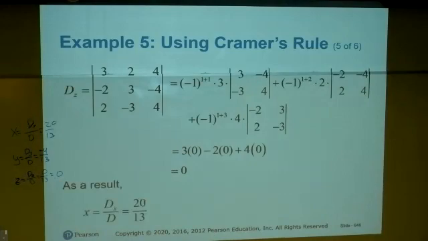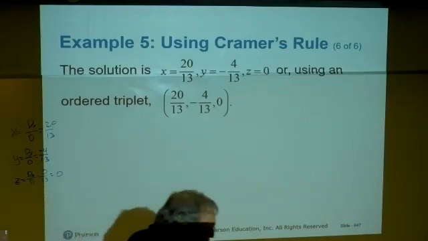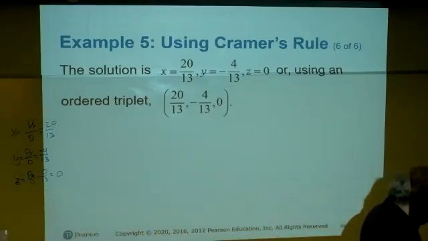So I like to find these numbers as I'm going along. I just think it's simpler that way. And so write it as an ordered triplet: 20/13, comma, -4/13, comma, 0.